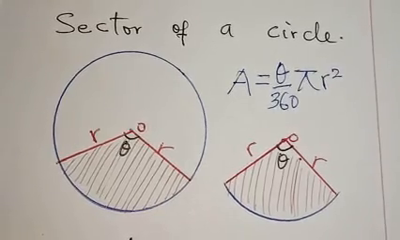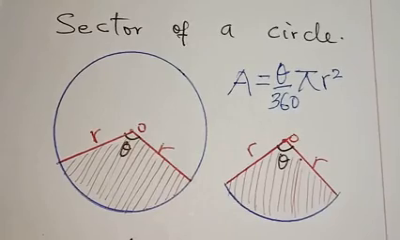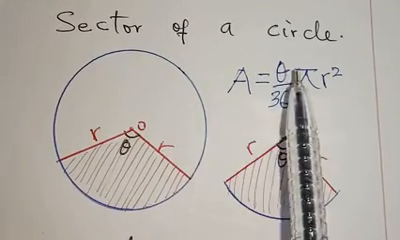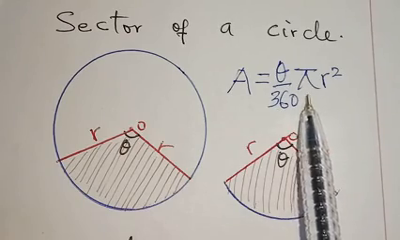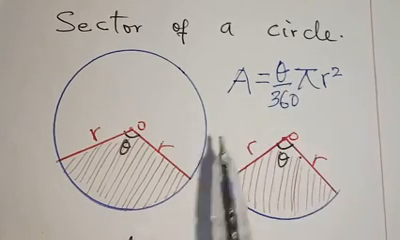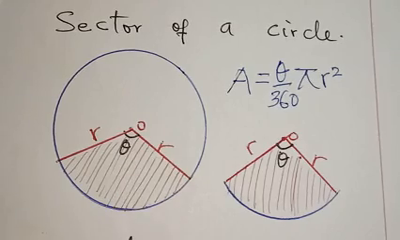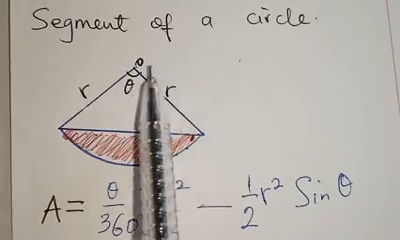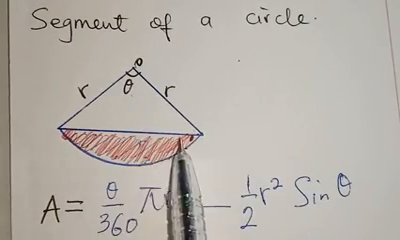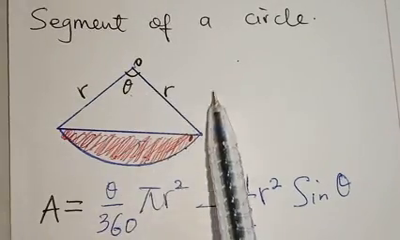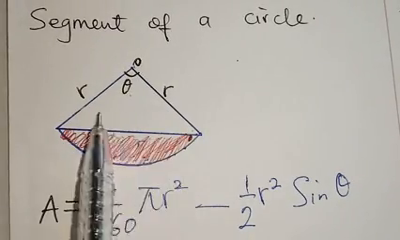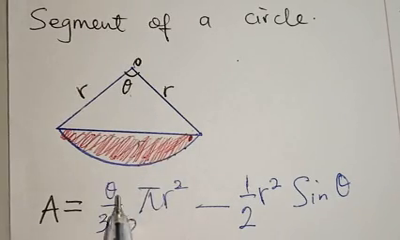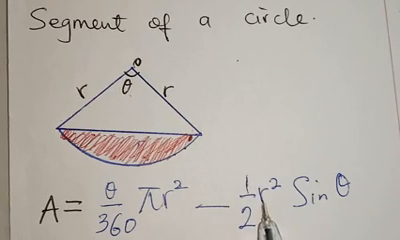And if you want to find the area of the sector of a circle, you use area equals theta over 360 pi r squared, where theta is the angle given to you. And lastly, if you are to find the area of the segment of a circle, which happens to be this place, you use the area of the sector minus the area of the triangle that is given to you. In this case, theta over 360 pi r squared minus half r squared sine theta.